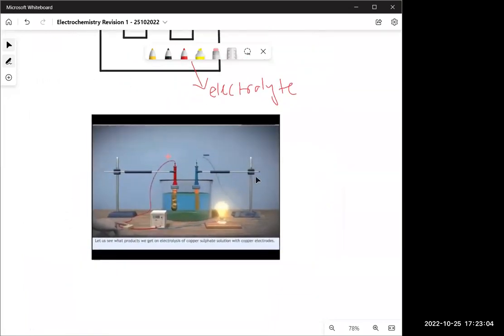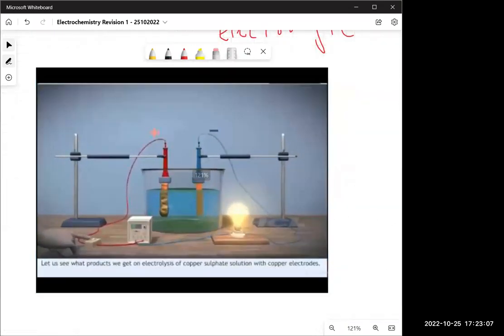Now, can you see this diagram right here? Mawadda? Machine class? Mawadda? Yes, sir. Can you see the diagram on the screen? Yes. All right.